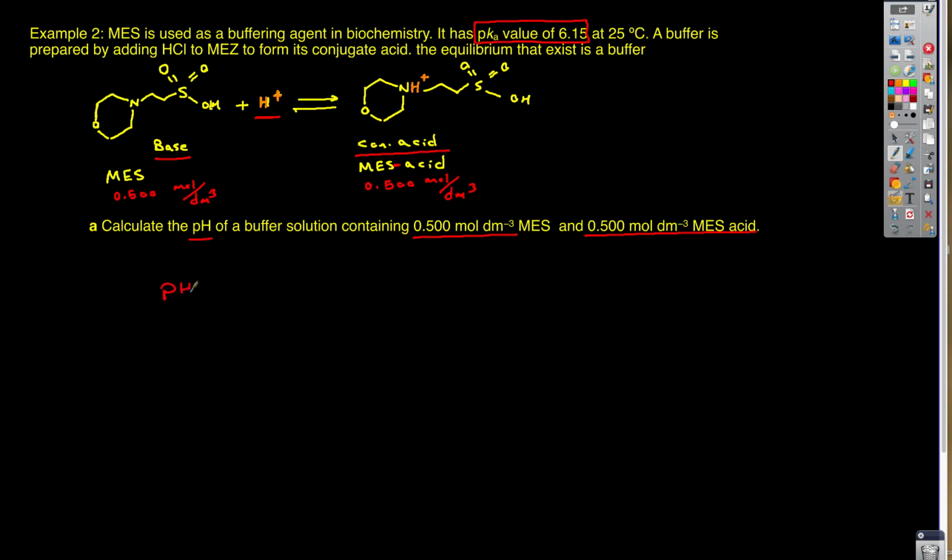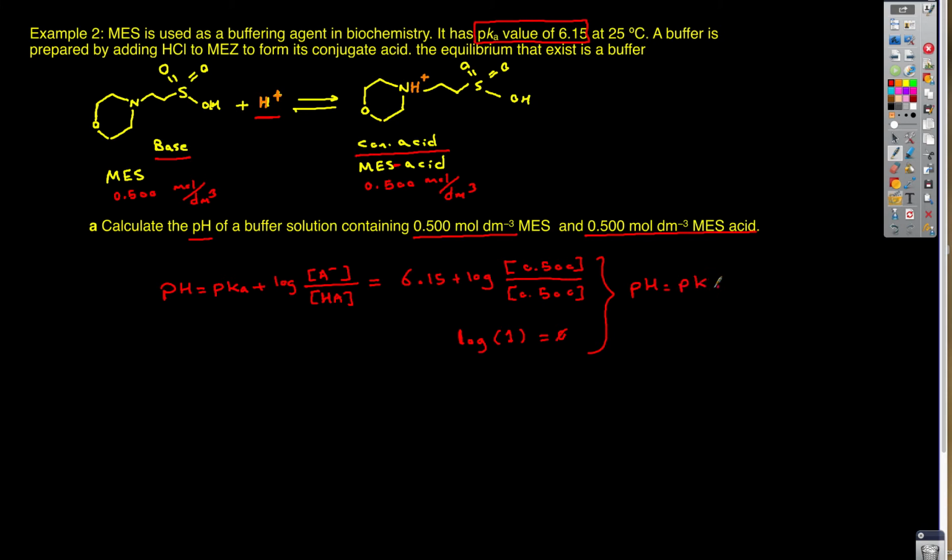So we say pH equals pKa, we borrow that formula from data booklet, plus log of your base divided by your acid, concentration-wise. So this is equal to 6.15 plus log of, every time that concentrations are exactly the same, your pH becomes pKa, because this ratio is a ratio of 1. And you can calculate it or just remember it from now on. Log of 1 is always 0. So this says that pH is equal to pKa, and it's equal to 6.15. As easy as that, you just plug it in.